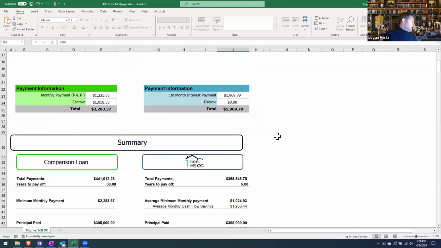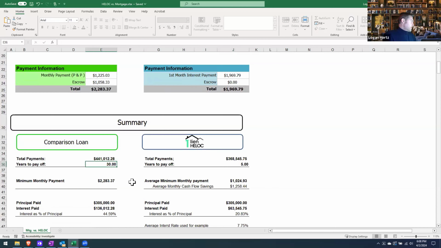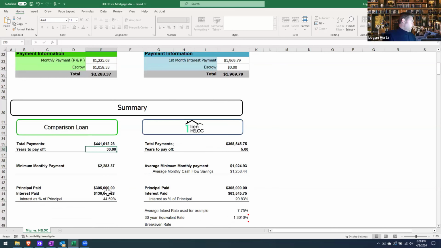Here's what happens. The mortgage, of course, takes you 30 years to pay it off. You end up paying $136,000 in interest. Interest you pay as a percentage of principal is 45%. But wait, I thought it was a 2.625% interest rate, Chris. Well, that's amortized interest. With a HELOC, charging 7.75%, we pay it off in 5 years.